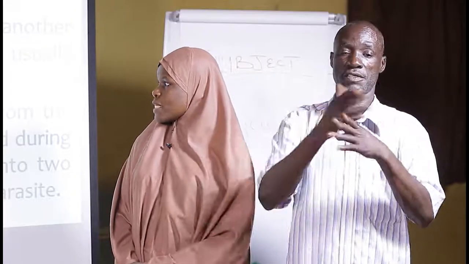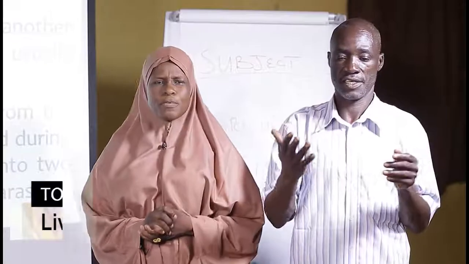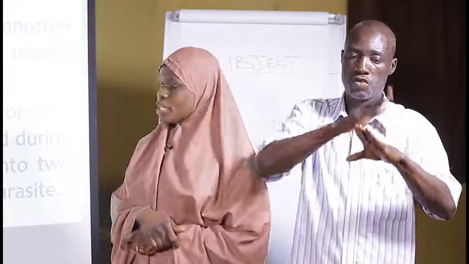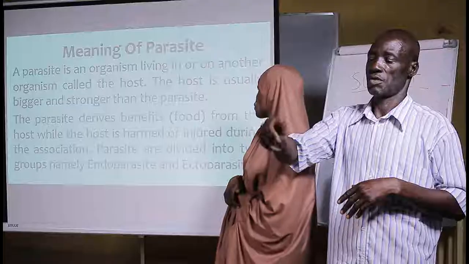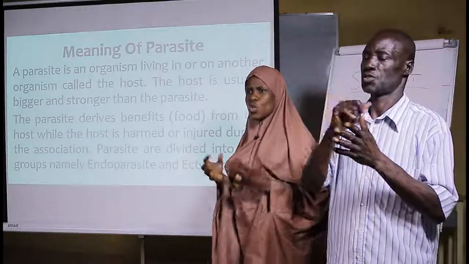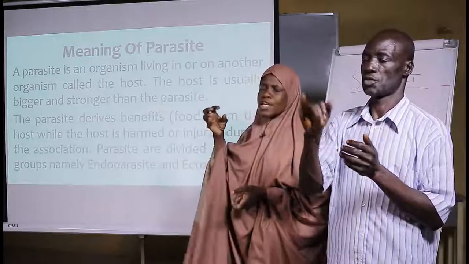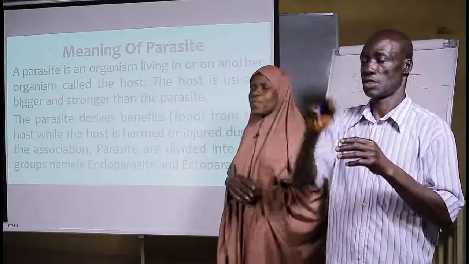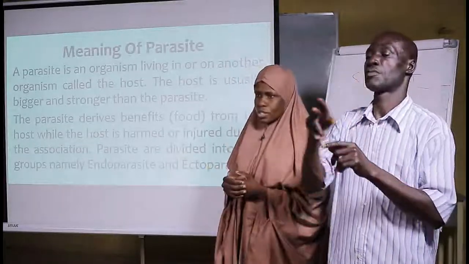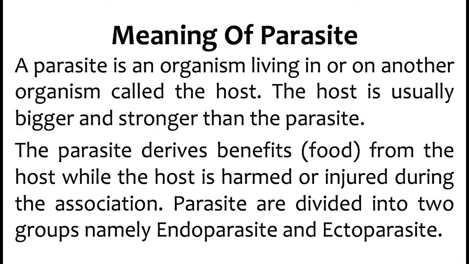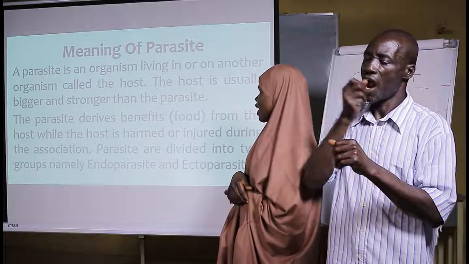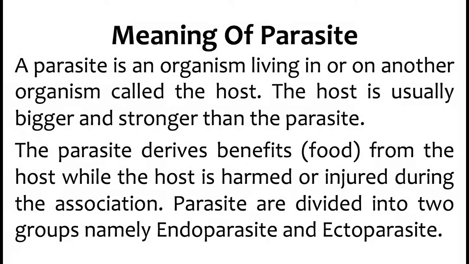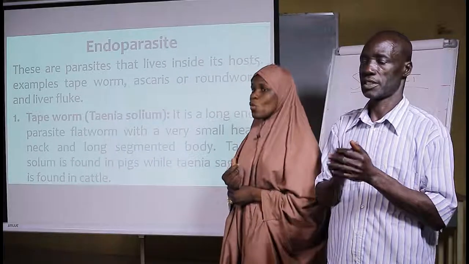What we mean here is, we say parasites, they are what? They are living organisms, and they live in or on, that is inside or outside the body of another organism, which is called the host. So this host is usually bigger and stronger. Mostly the host in which the parasite lives inside or on is bigger and stronger than the parasite. And the parasites derive their food from the host, and in the process of deriving their food, they injure or harm the host. And we say these parasites are divided into two: the endoparasite and the ectoparasite, which we are going to take one after the other.